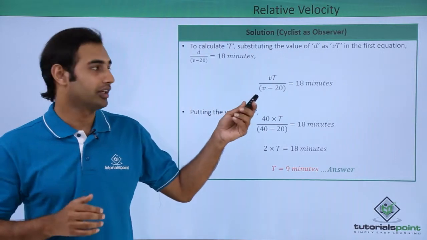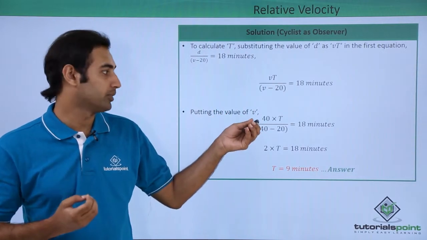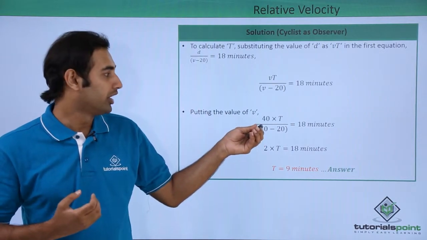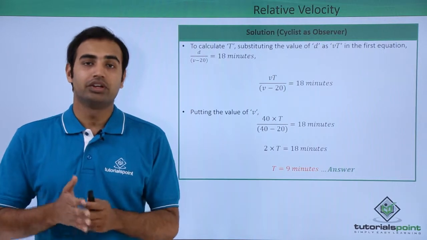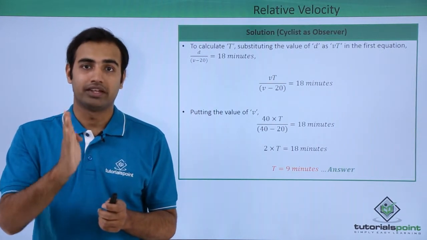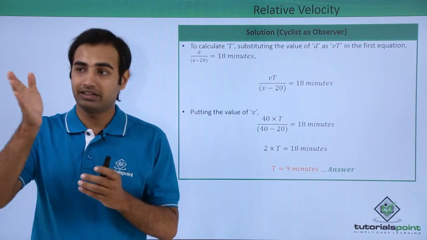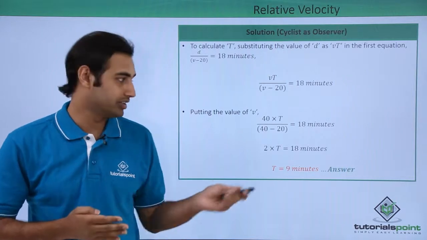Now, if you have understood all that, we'll put the value of v as 40 kilometers per hour in both numerator and denominator, and we obtain the value of T directly as 9 minutes. So the speed of the buses on the road is 40 kilometers per hour, and the time duration T with which the buses leave their respective stations is 9 minutes.